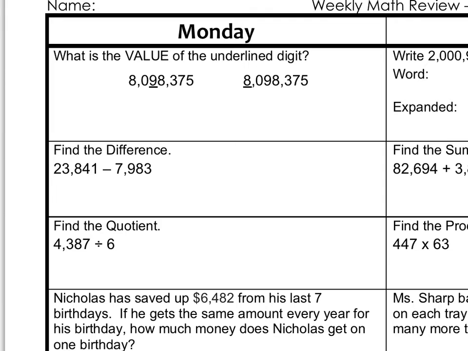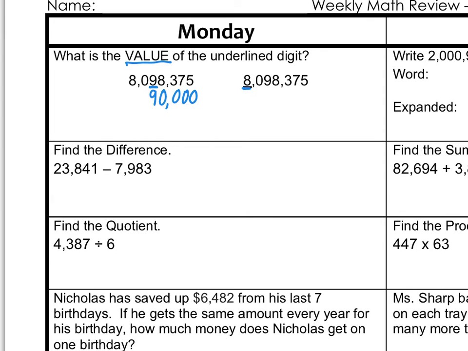And notice our first question says, what is the value? When it just says value, you're going to give a number value. So we look at this digit 9, we write that down. That 9 is really worth 90,000. It's in the 10,000s place. So it's the same as saying 9 times 10,000, and that will equal 90,000.